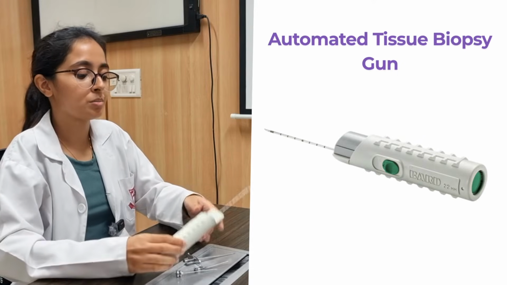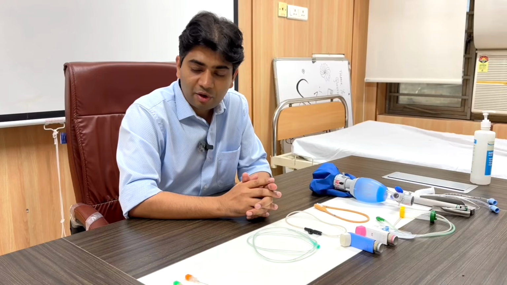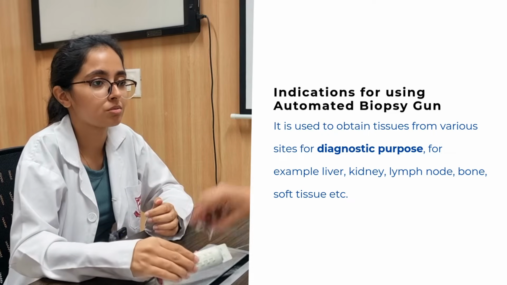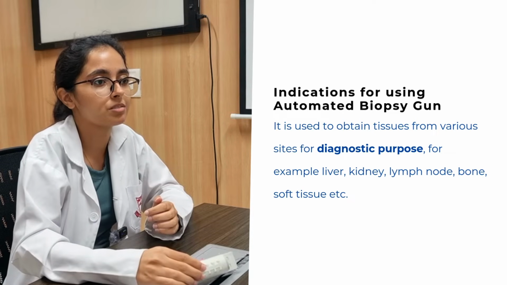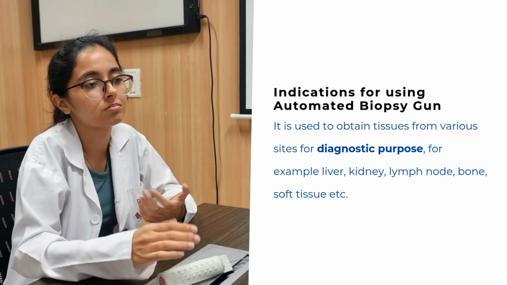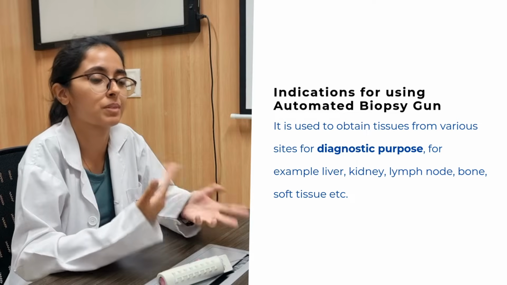So this is an automated biopsy gun. Okay, and for what purpose do we use it? Sir, it can be used to obtain tissues from various sites for diagnostic purposes. For example, we can use it for liver disorders, kidney or lymph node or soft tissue specimens that we want.